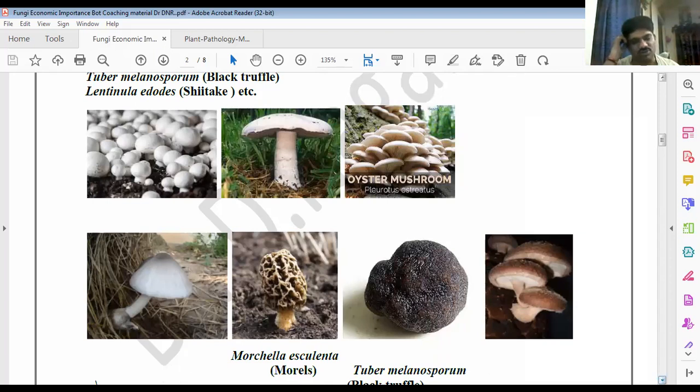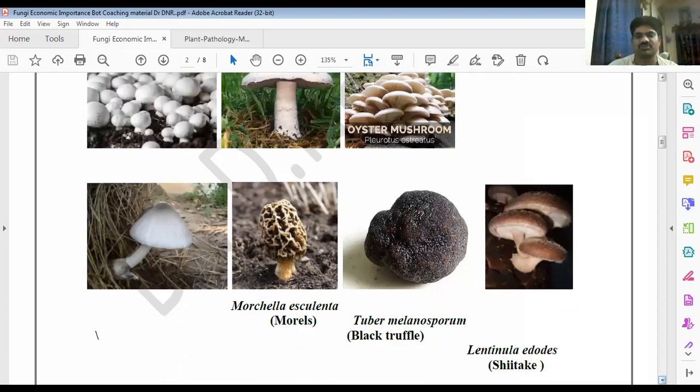That is also one of the highly valuable mushrooms. You know the tuber mushroom, like the black truffle. This is also a very costly mushroom.